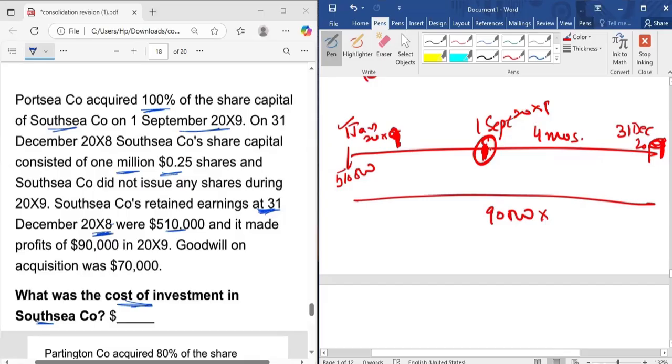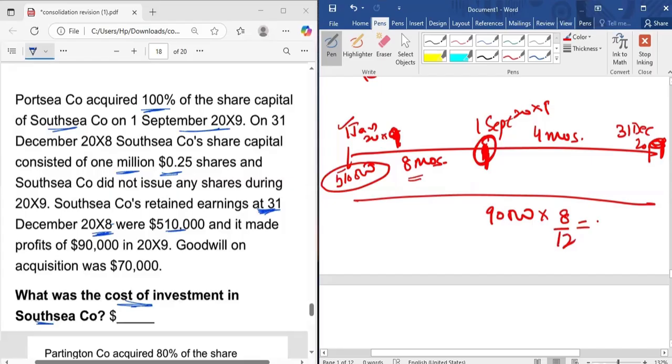So I have to calculate retained earnings at this date. To this 5,10,000, I will add profits for these months. So it would be profits for 8 months. Do you understand it? We were given the opening retained earnings. We were not given the closing retained earnings. If we were given the closing retained earnings, then we would have subtracted 4 months profit. But we have been given the opening retained earnings, which are 5,10,000. So I will add 8 months profit to reach the retained earnings figure on 1st September 20x9. So take 90,000 times 8 by 12.